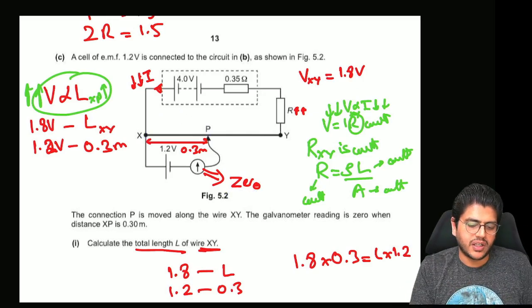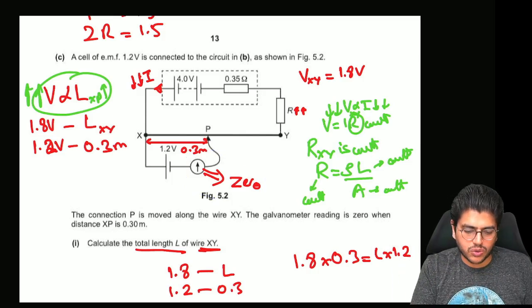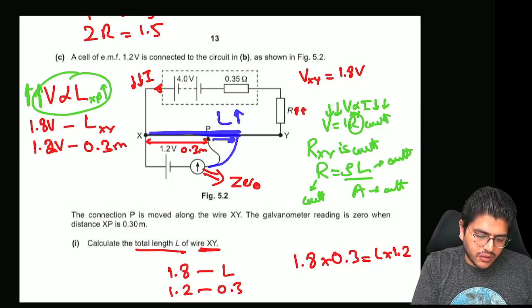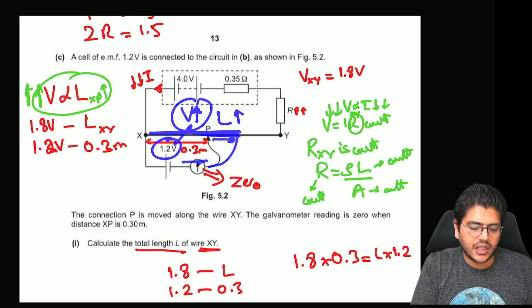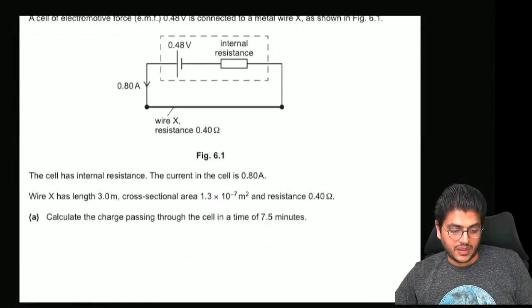That's the only point when this thing will be 0. So where should P go? Left or right? P should go right, so that this length increases. When this length will increase, the voltage will increase, and this voltage will then become equal to 1.2 again, and the galvanometer reading will be 0. I hope that makes sense.